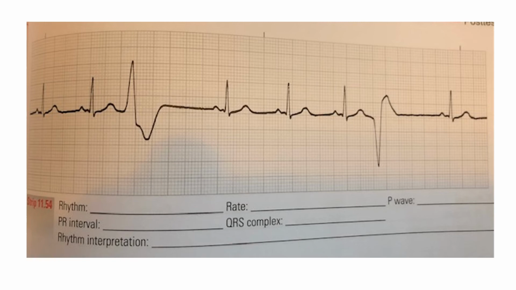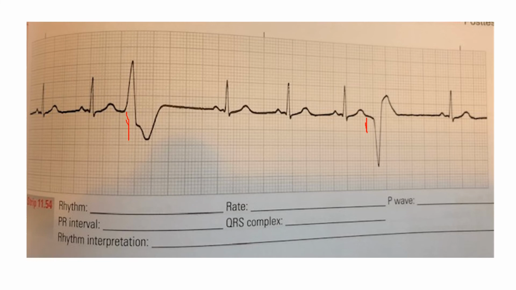And again, you have more than one PVC, but because they look different, we call them multifocal. If they both looked the same, they would be unifocal, meaning coming from one focal point. But they look different. This one's going up, this one's going down. So they are coming from two different places.